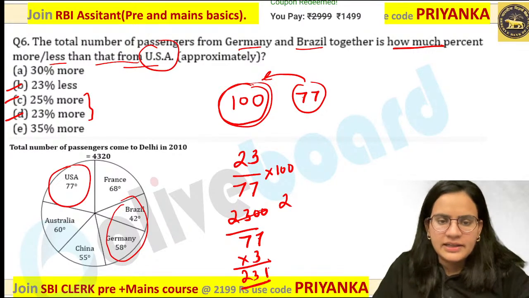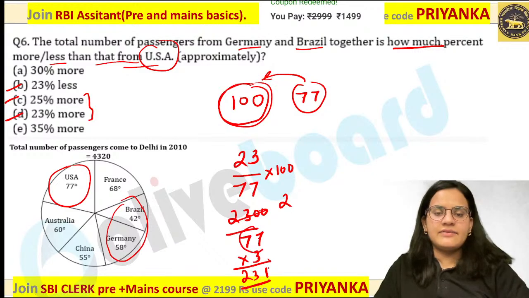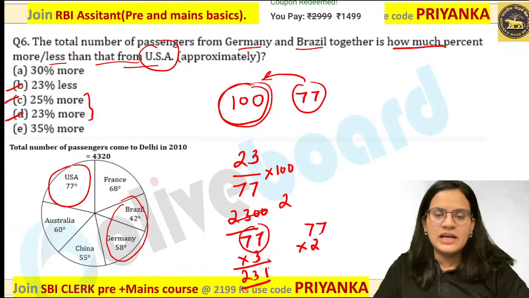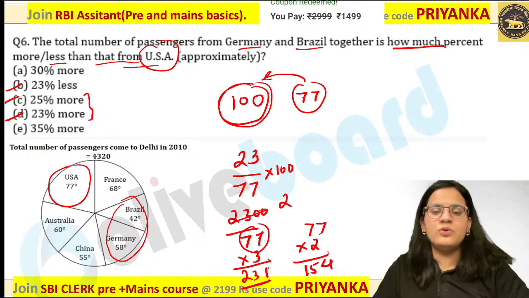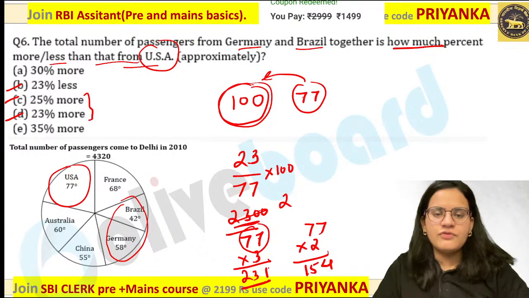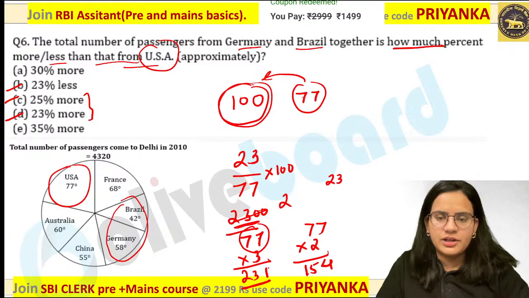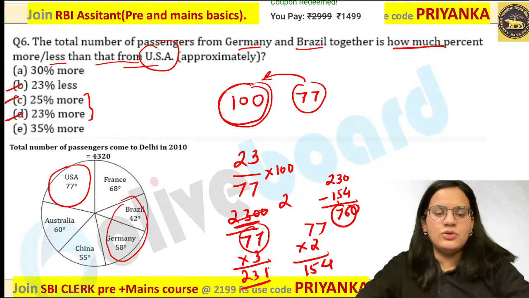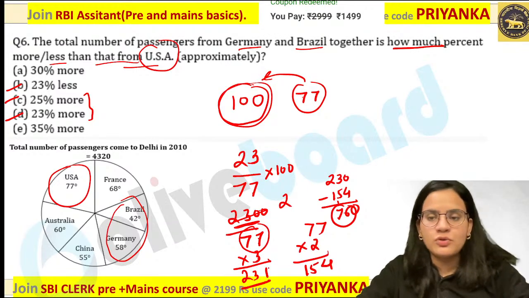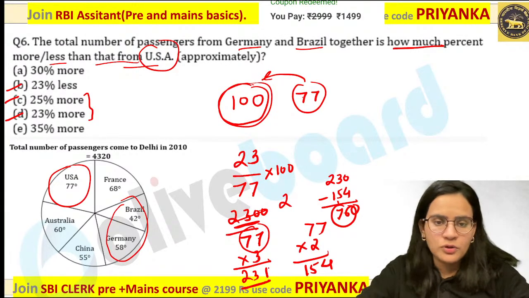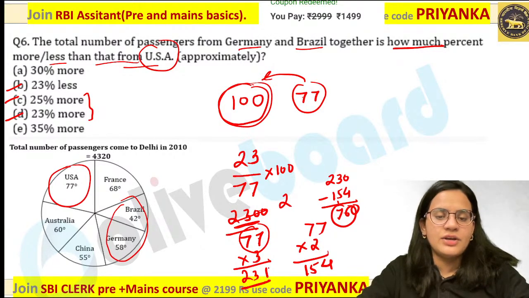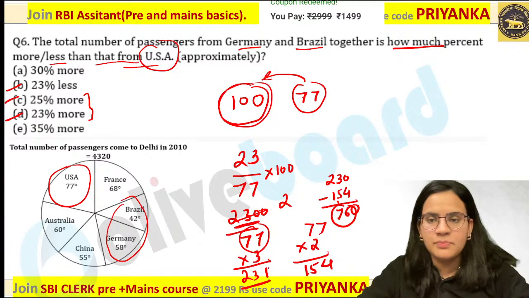So how will you calculate it? Directly you have to write down the 77 table itself. 77 2s, if I am calculating, I am going to get 154. So 230 is your first factor. 230 minus 154 gives 76. So what would be the next factor? I think your next factor is going to be 3. That is why your answer would be 23% more.